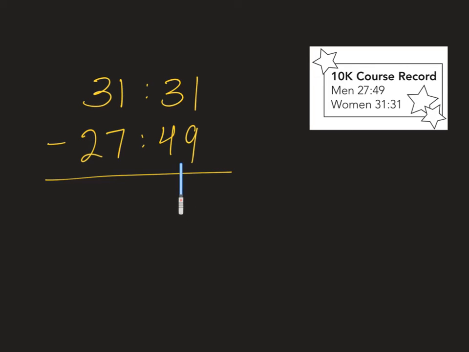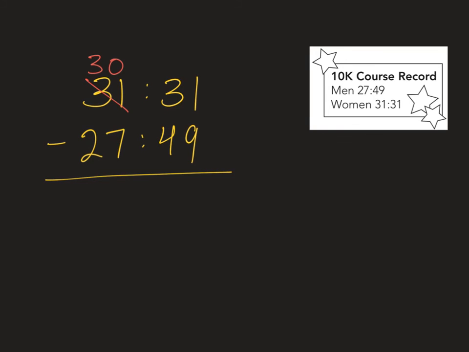When I look at this problem, I'm trying to take 49 from 31. But I can't take away 49 from 31 because 49 is bigger than 31. So in this regrouping step, I need to take away an hour from my hours and add them to my, oh, I'm sorry, I need to take away 1 minute and add them to my seconds. So if I take away 1 minute, that would make 30 minutes.